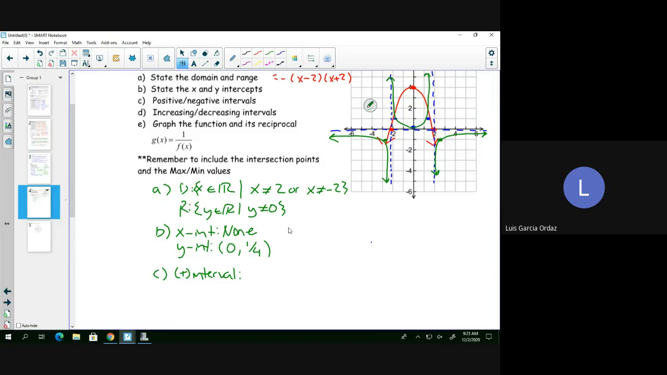So where is the graph above the x-axis? Negative 2 to 2. Which is the same thing as the parent function. And where is the graph below the x-axis? Negative infinity to negative 2, in union with 2 to infinity. Yep, which is the exact same thing as f of x.